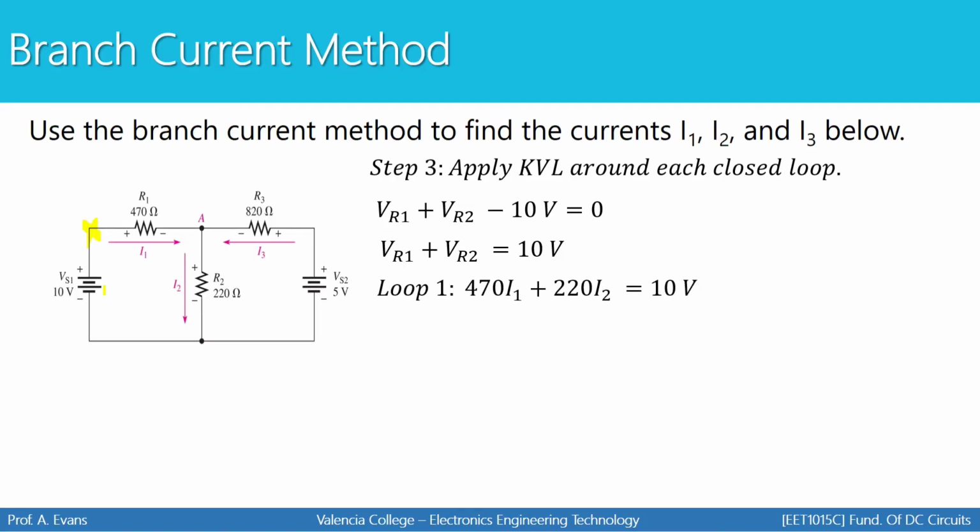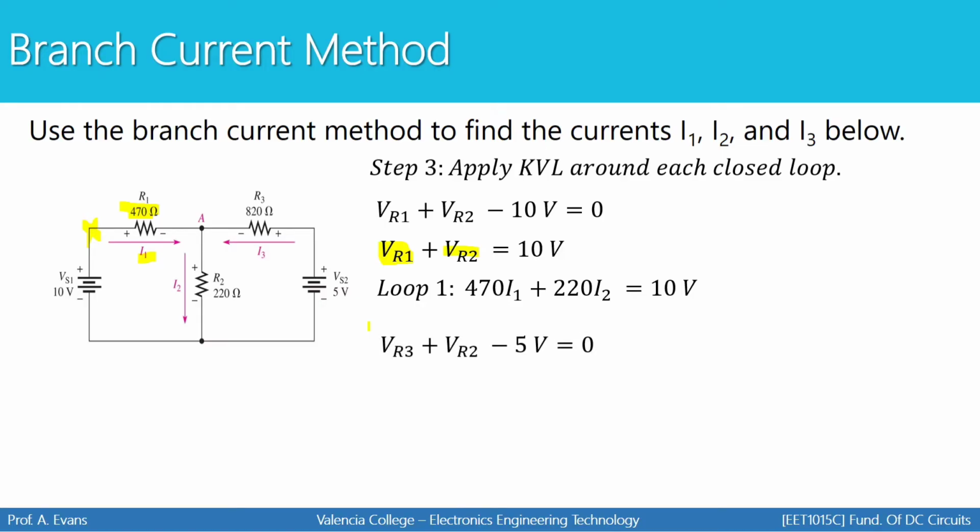So I'm now going to replace each voltage in this equation with its equivalent based on Ohm's law. Ohm's law says that voltage is current times resistance, so I'm going to replace VR1 with 470 times I1, because the voltage for R1 would be the current going through this resistor times its resistance. And you're going to do that for each variable in your equation. So VR2 has been replaced with the resistance for R2 multiplied by the current going through R2, which has to be I2. This is our first equation.